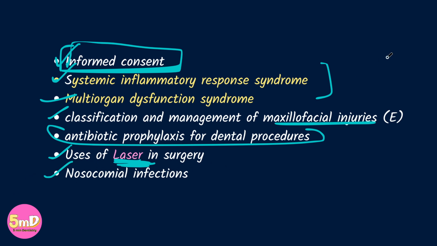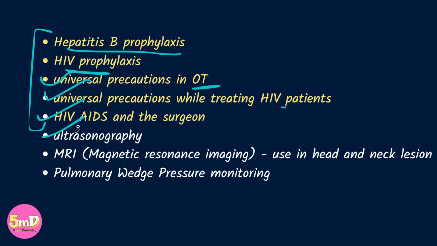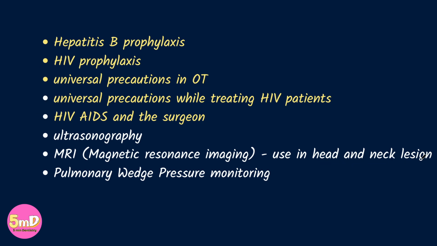Nosocomial infections, the infections in the hospital region. And this is related to hepatitis and HIV. Hepatitis B prophylaxis, HIV prophylaxis, universal precautions in OT, where we should take them and how we should take them. Universal precautions while treating HIV patients, both are almost the same. HIV AIDS and the surgeon: what precautions should we take as a surgeon? Ultrasonography and MRI, both are diagnostic parts. Pulmonary wedge pressure monitoring has also been asked, and the use of MRI in head and neck lesions has been asked.